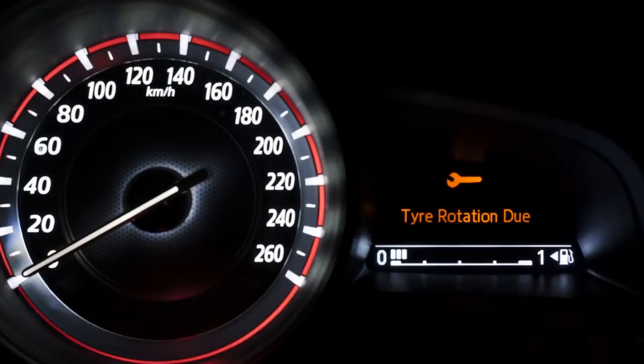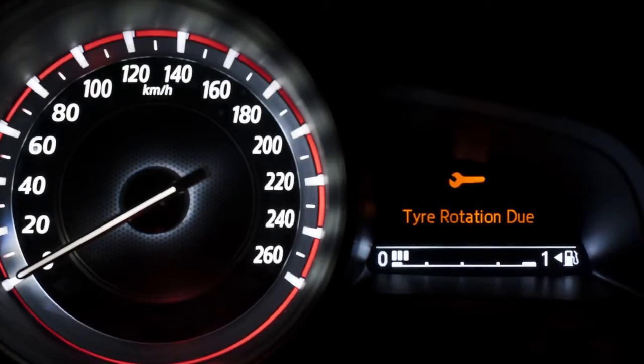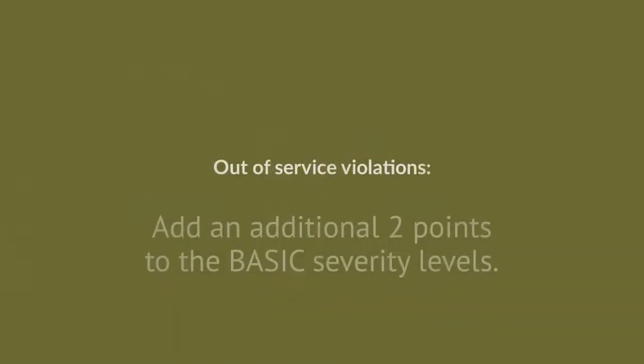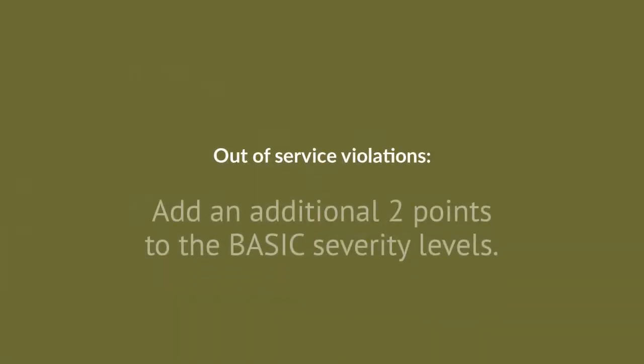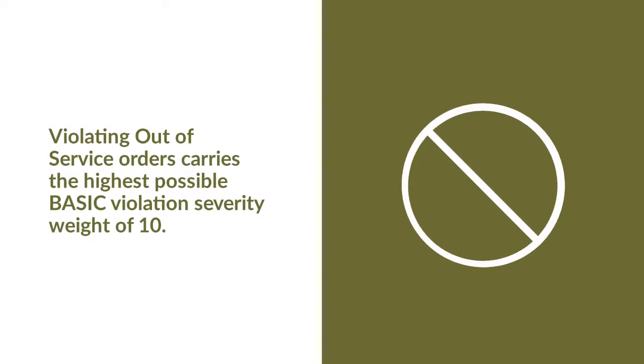Failure to detect critical vehicle defects is a symptom of inadequate maintenance management controls and can result in a vehicle being placed out of service. Out-of-service violations add an additional 2 points to the CSA basic severity levels. Violating out-of-service orders carries the highest possible CSA basic violation severity weight of 10.